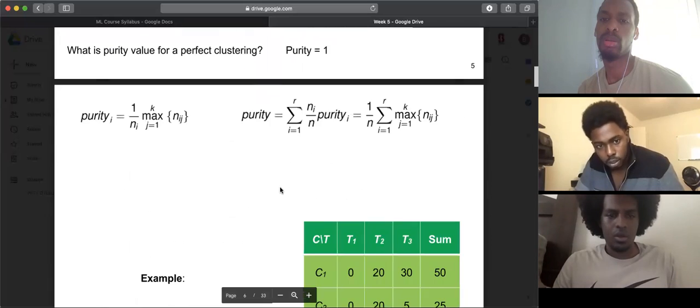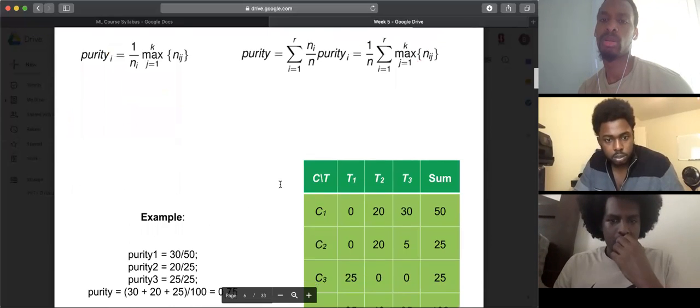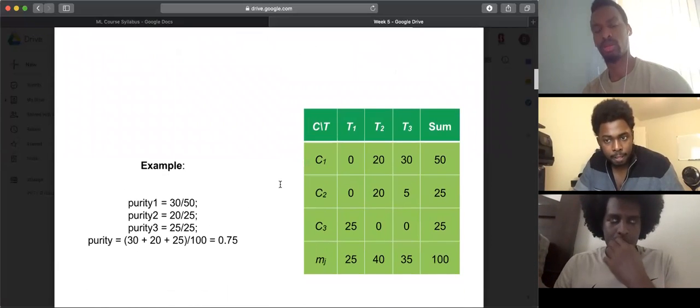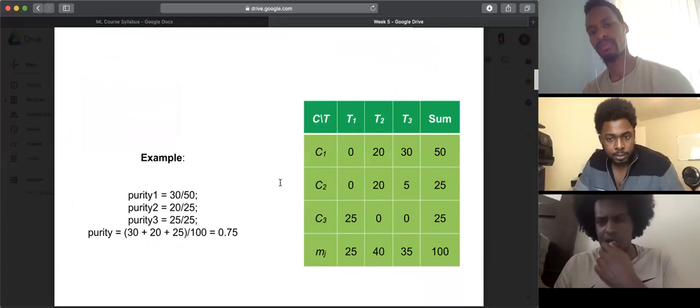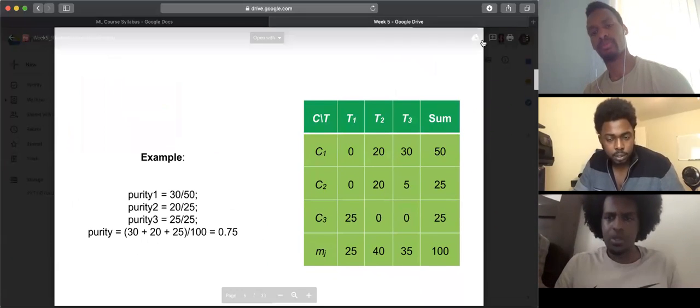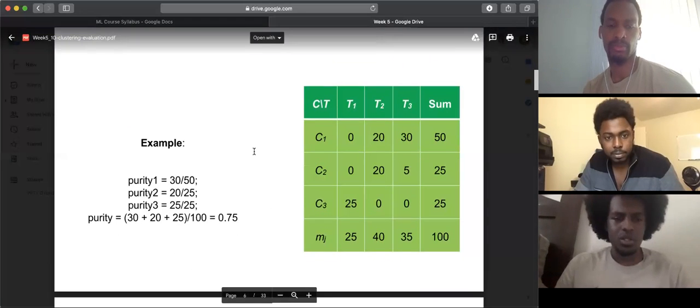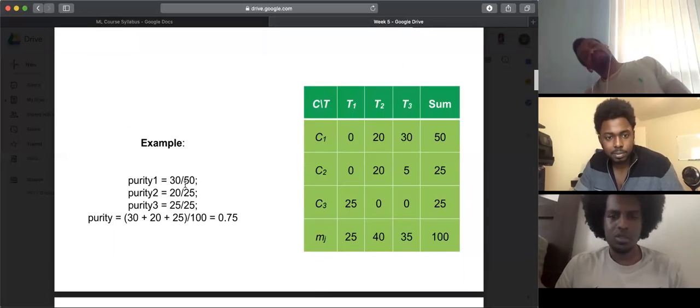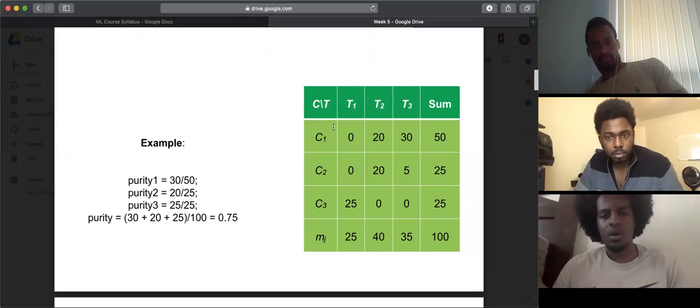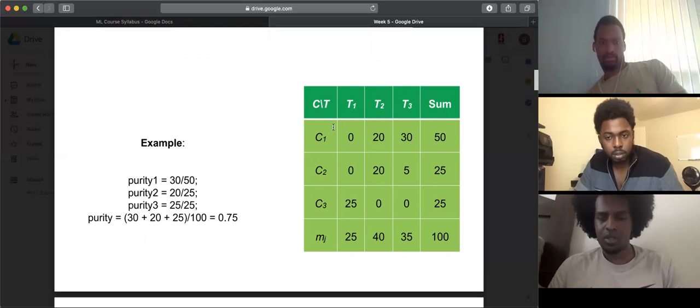Here's an example, and I think these are called confusion matrices. And here you can see they've calculated what purity 1 is, and purity 1 is 30 over 50, right? So let's look at how they got purity 1 to be 30 over 50.